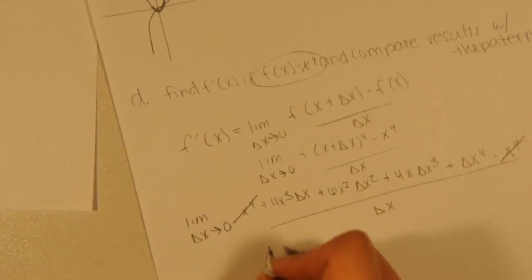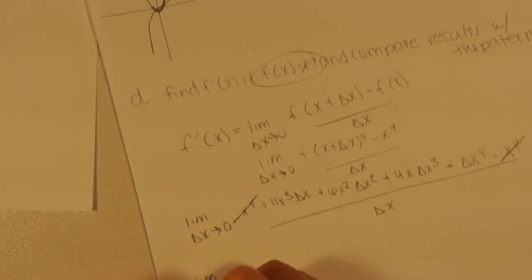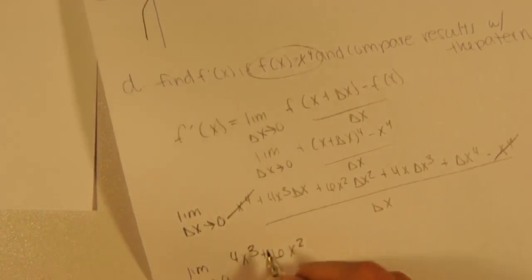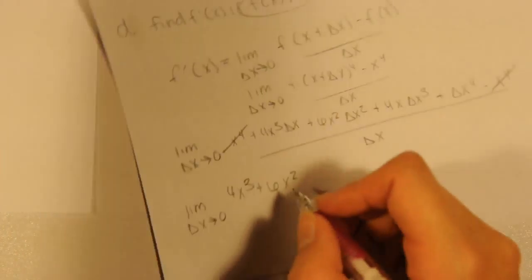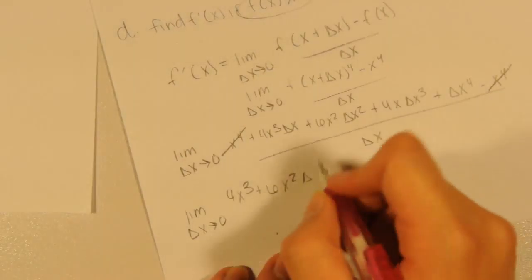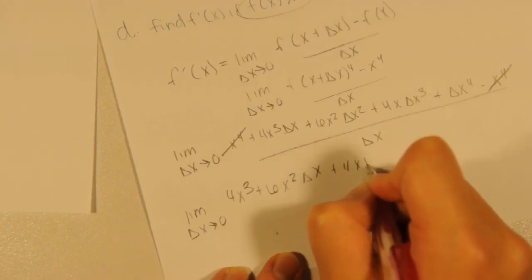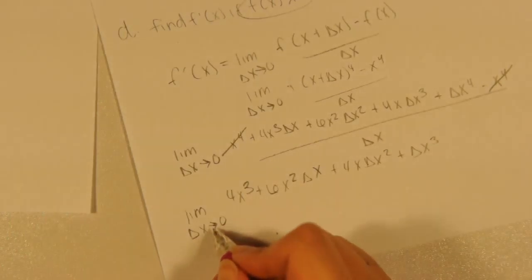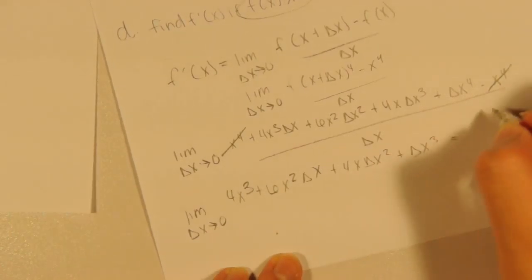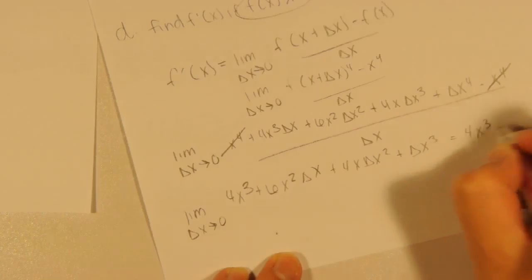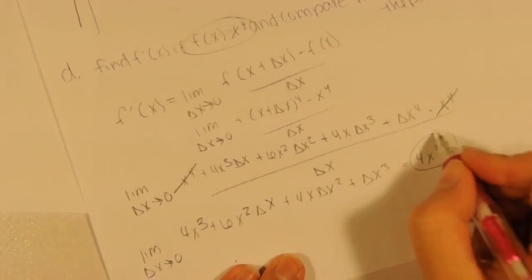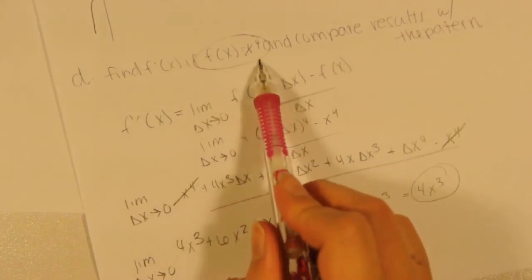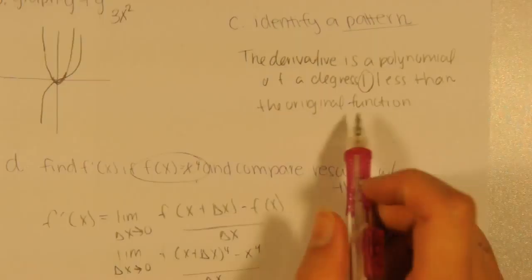and then that delta x will cancel out with this delta x, so you'll be left with the limit as delta x goes to 0 of 4x cubed plus 6x squared delta x plus 4x delta x squared plus delta x cubed, and then you plug in 0 for delta x, you get 4x cubed. And this is 1 degree less than your original function, which is consistent with the theory.